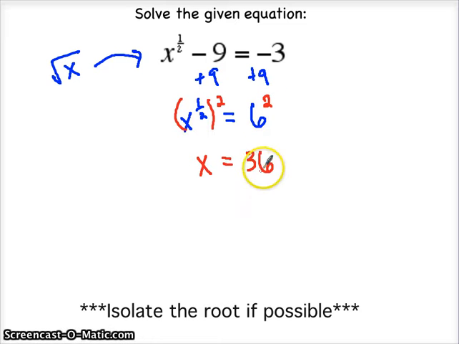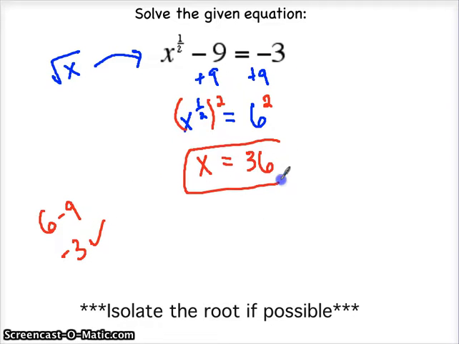Don't be afraid to take that number and check your answer for all the problems we do today. So 36 to the 1/2 power, again, is the square root of 36. That would be 6 minus 9. And 6 minus 9 is -3, which checks with the other side of the equation. My answer is x equals 36.